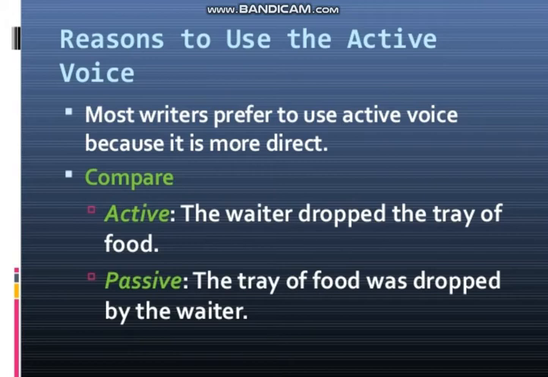It's just simple. The waiter dropped the tray of food. Its meaning is easily clear to us. The tray of food was dropped by the waiter. So here it seems a little bit complicated. So that's why the writers prefer to use active voice.